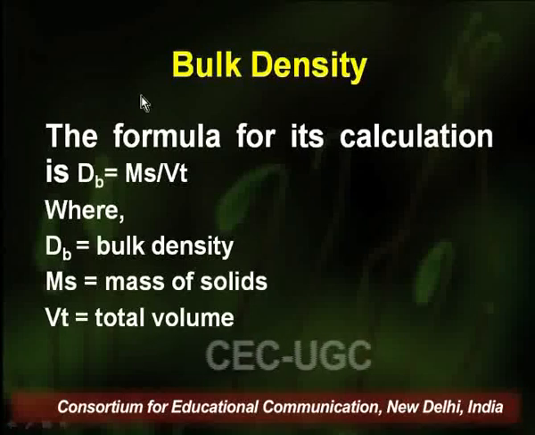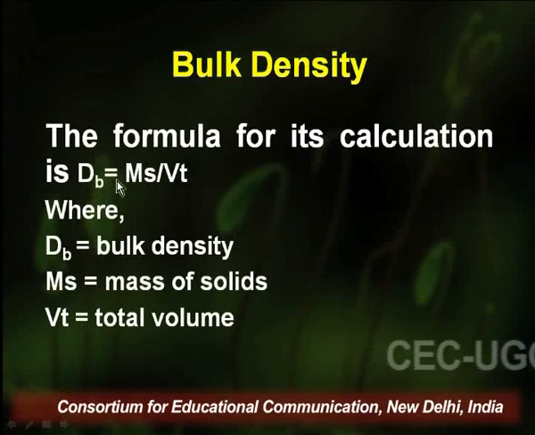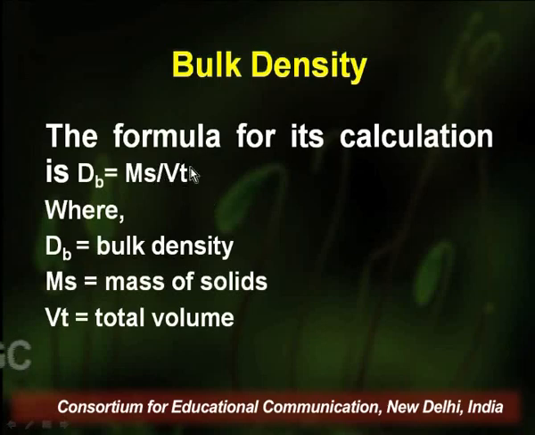Now moving on to the next factor, bulk density. Bulk density is the weight of a given volume of oven dried soil divided by volume, that is, the mass of the soil per unit volume of the soil. It is expressed as weight per volume and generally represented in grams per cubic centimeter. Now, the formula to calculate this bulk density is given here in this slide. You can see bulk density can be calculated by dividing the mass of the solid by the total volume.